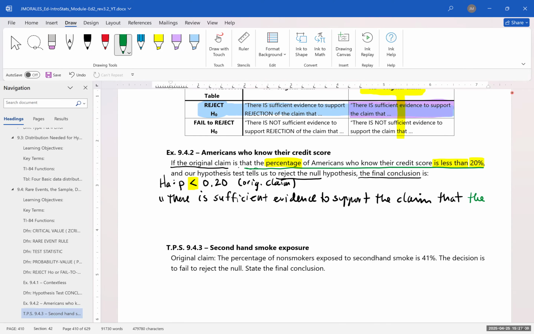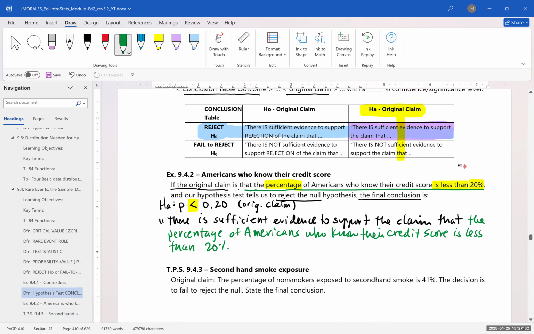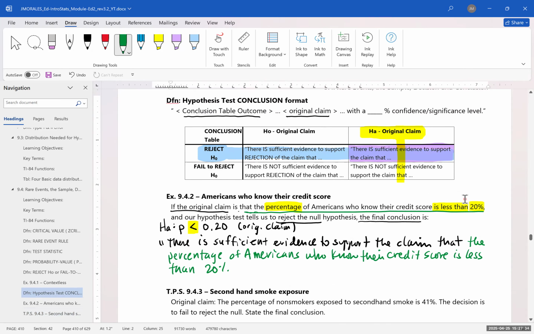There is sufficient evidence to support the claim that the percentage of Americans who know their credit score is less than 20%. That was our original claim, and we want to follow that up with the confidence level or significance level.